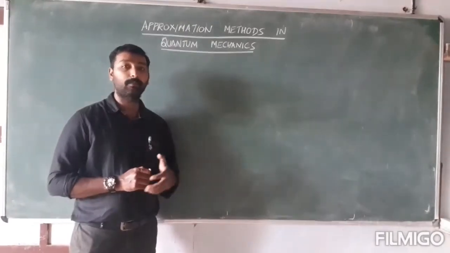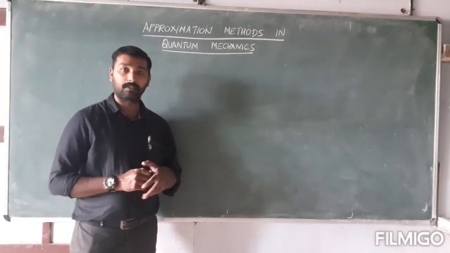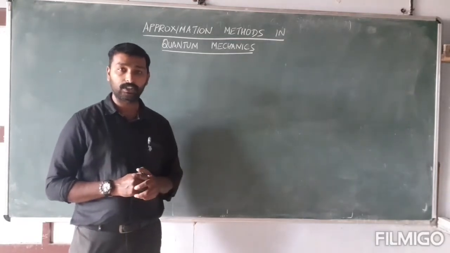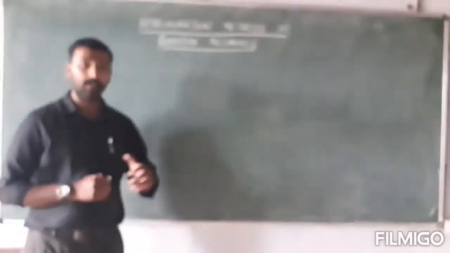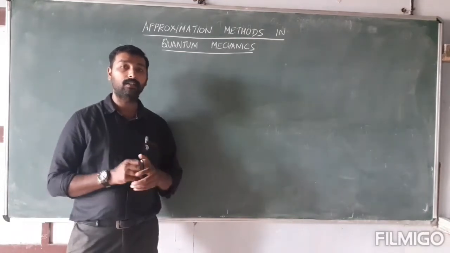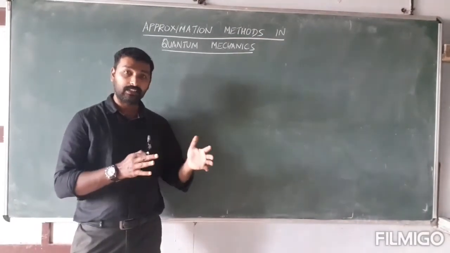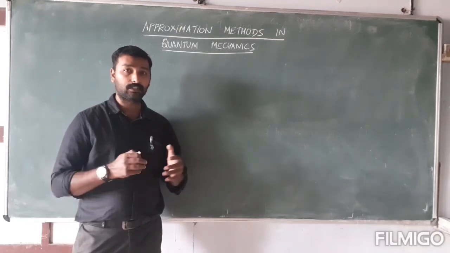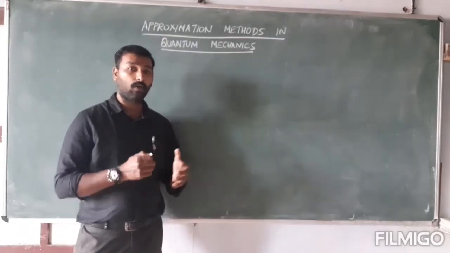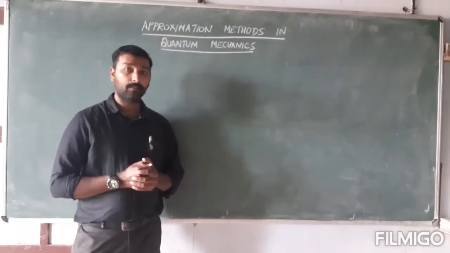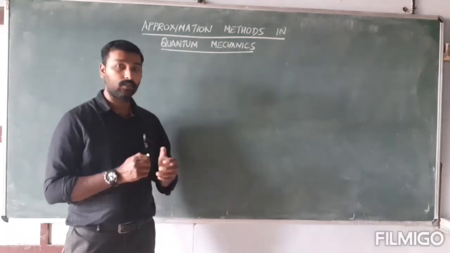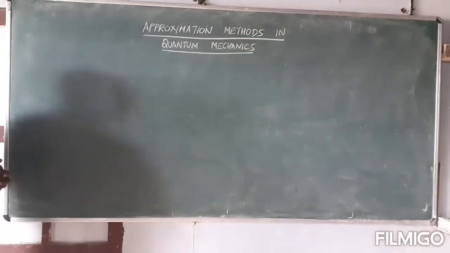There are many approximation methods like time dependent perturbation theory, time independent perturbation theory, WKB approximation, the variation method. So there are many approximation methods available in quantum mechanics. Certain methods would be applicable for certain kinds of problems. There is no one approximation for all problems, so we have to apply the approximation methods based on the problem. Today I am going to discuss a new method called the WKB approximation.